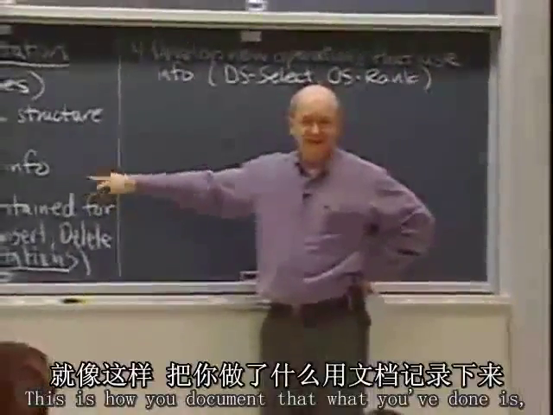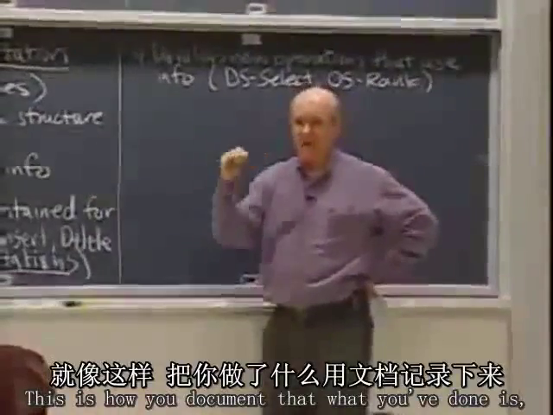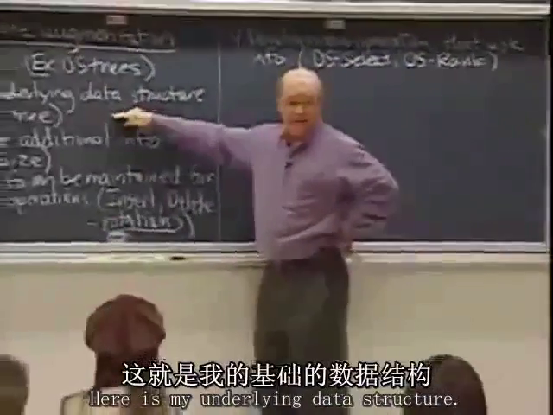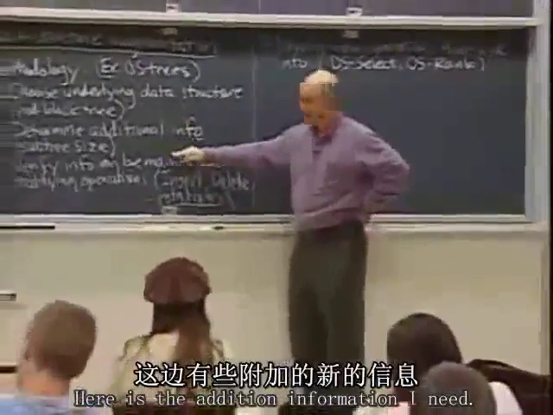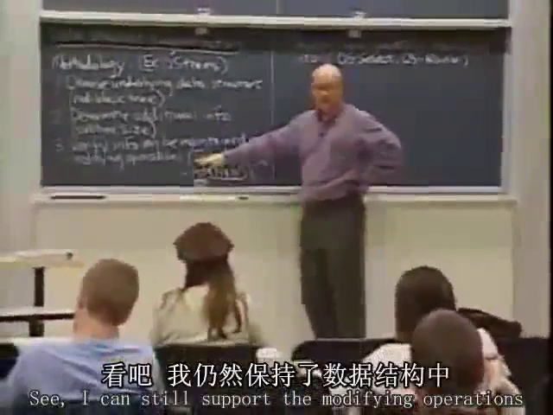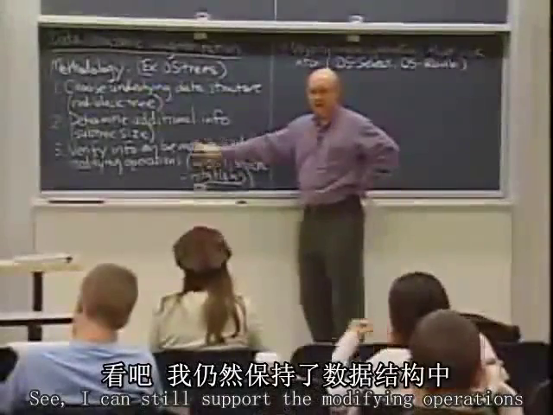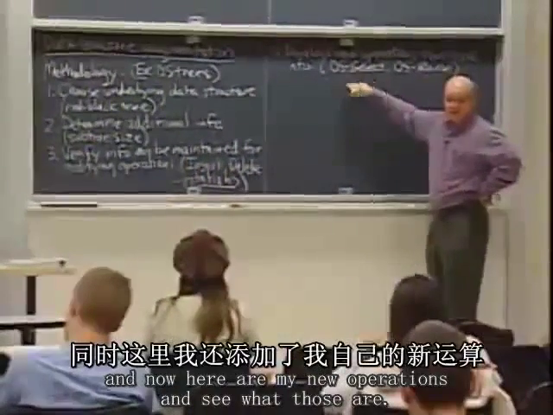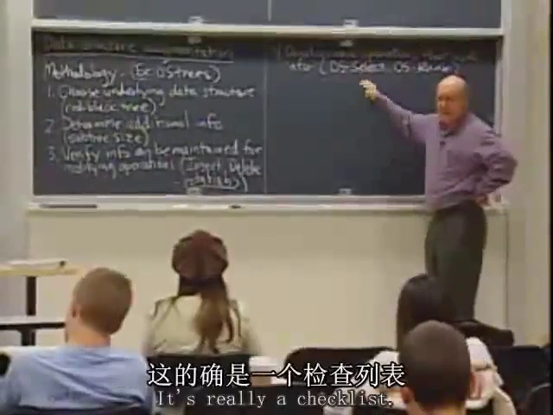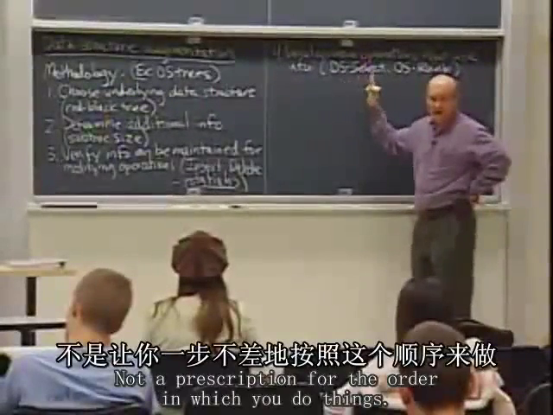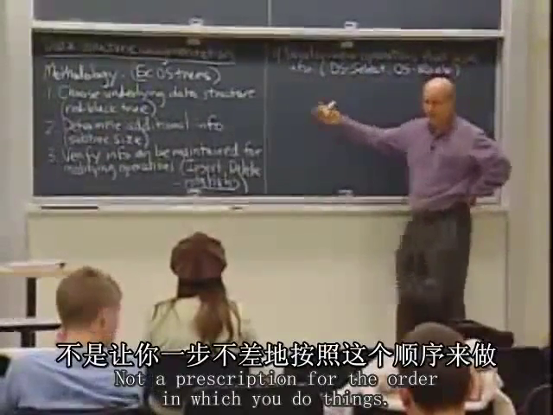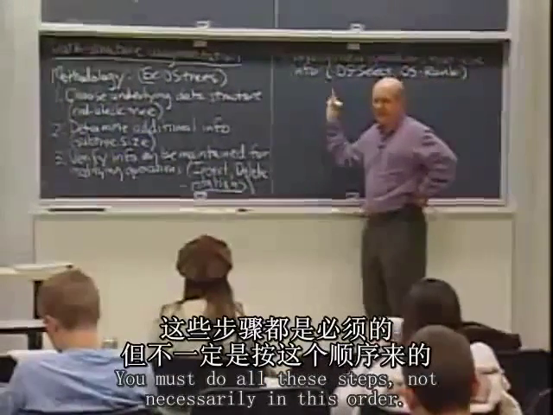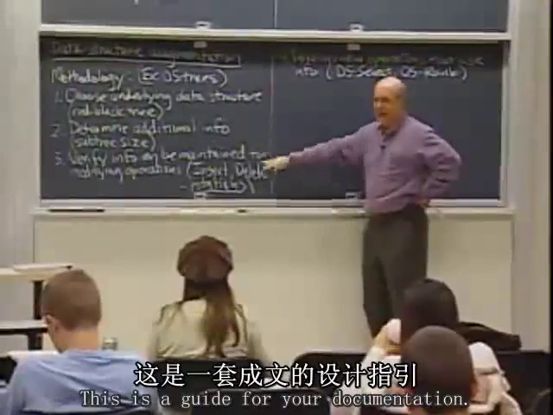This is how you document that what you've done is in fact a good thing. You have a checklist. Here's my underlying data structure. Here's the additional information I need. See, I can still support the modifying operations that the data structure used to have, and now here are my new operations. So it's really a checklist, not a prescription for the order in which you do things. You must do all these steps, not necessarily in this order. So this is a guide for your documentation.